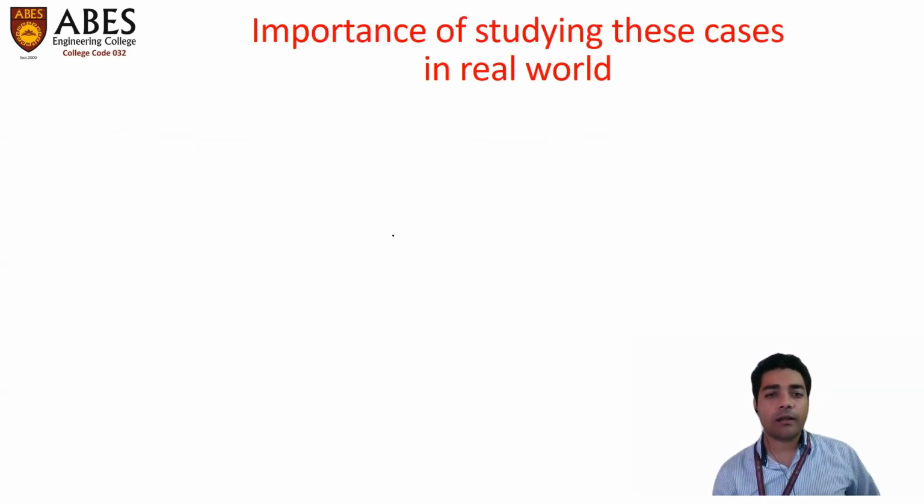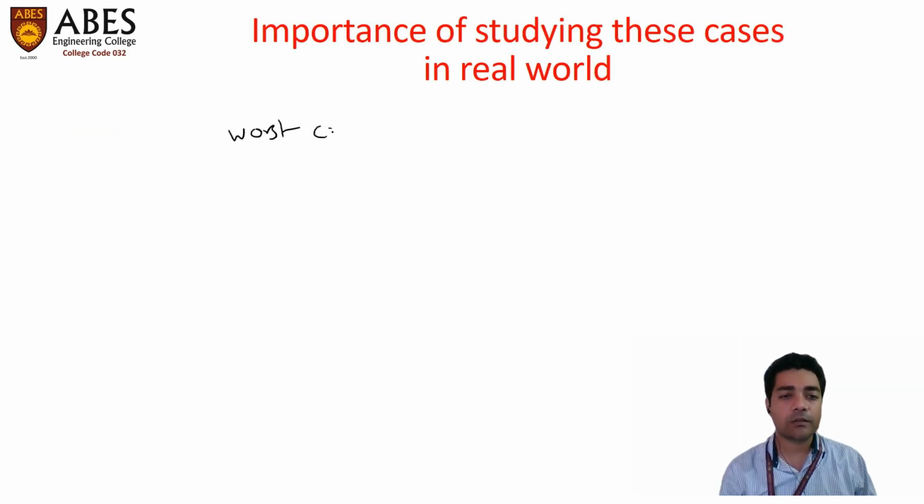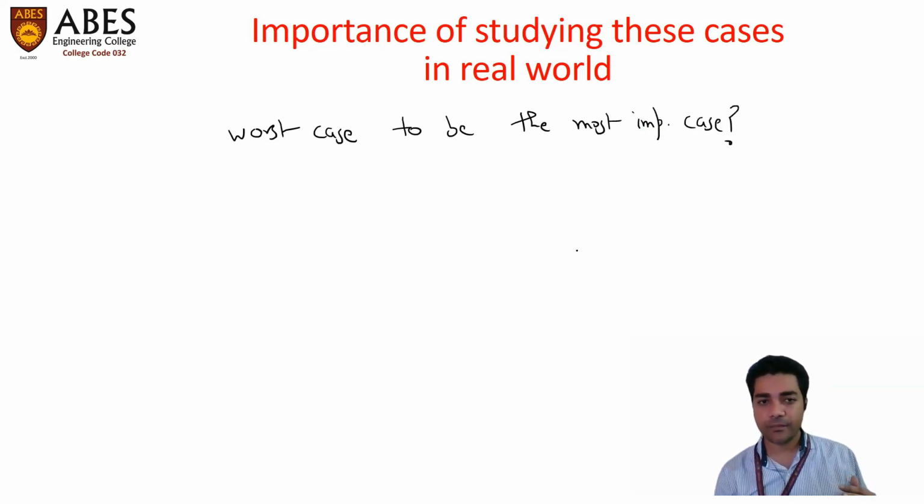So this is basically what best, worst, and average case is. Moving on, let's understand why we need to find the best, worst, and average case, and why we consider the worst case to be the most important case. Why are we so adamant about finding the worst case only? We are not concerned about the best case for sure, nor the average case. Suppose I'm giving you a situation.